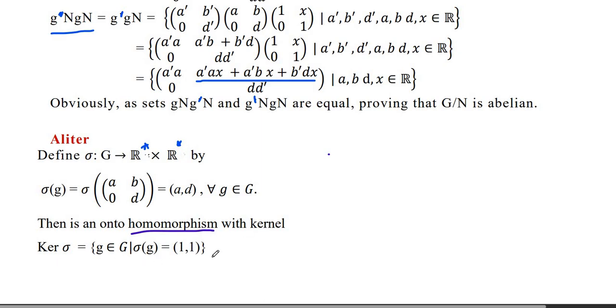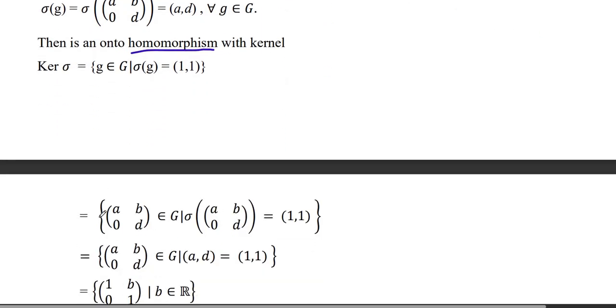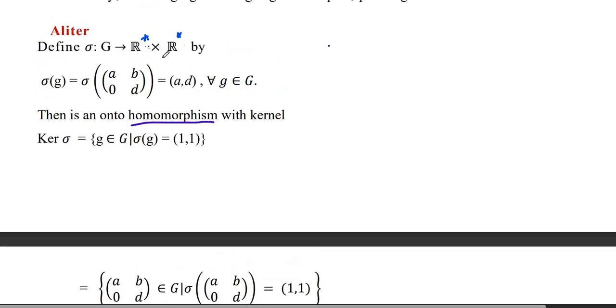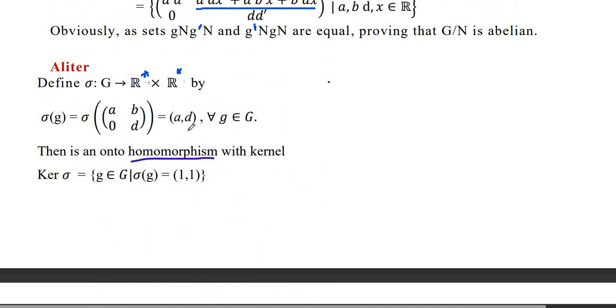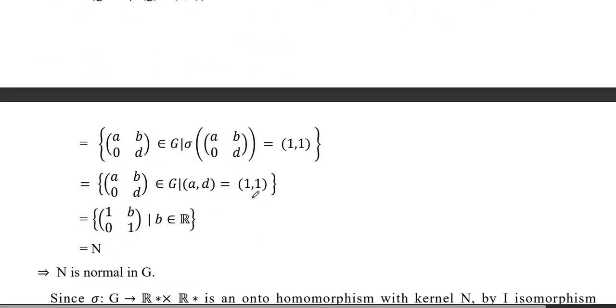And when we find the kernel, this is what we have: all those 2 by 2 matrices with the entries A, B, 0, D, such that sigma of this is the identity element of the codomain. This R star cross R star is also a group with identity element, the ordered pair (1, 1), and this is how sigma is defined. So you have (A, D) being equated to this, so that gives A to be 1 and D to be 1. So you get your kernel to be these elements, and that is n. So n is normal in G.